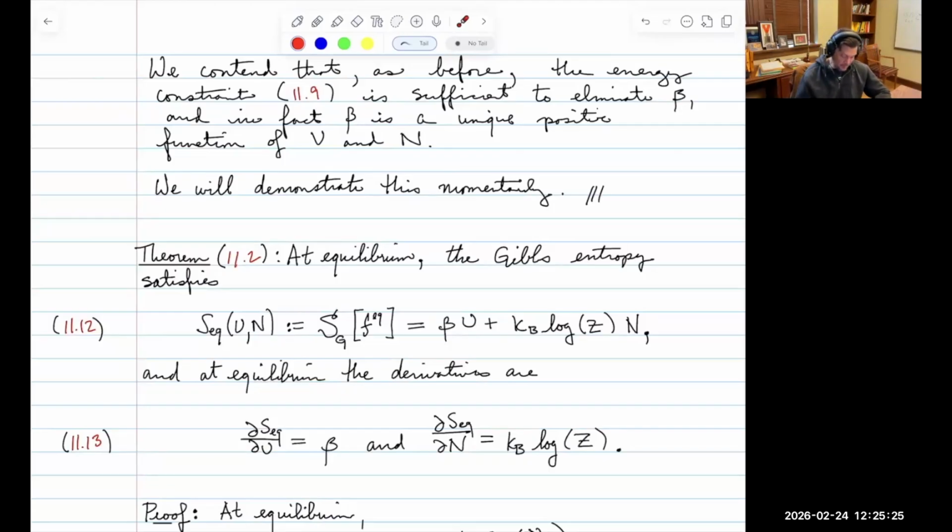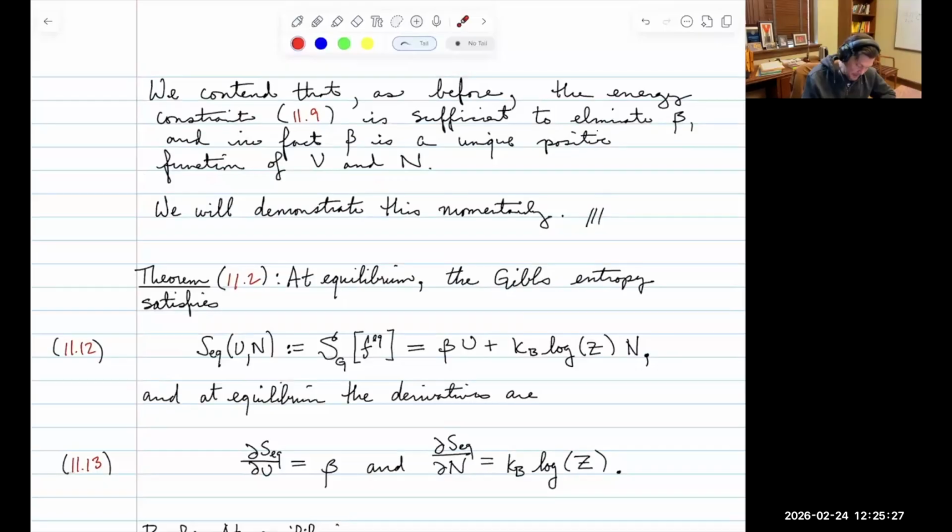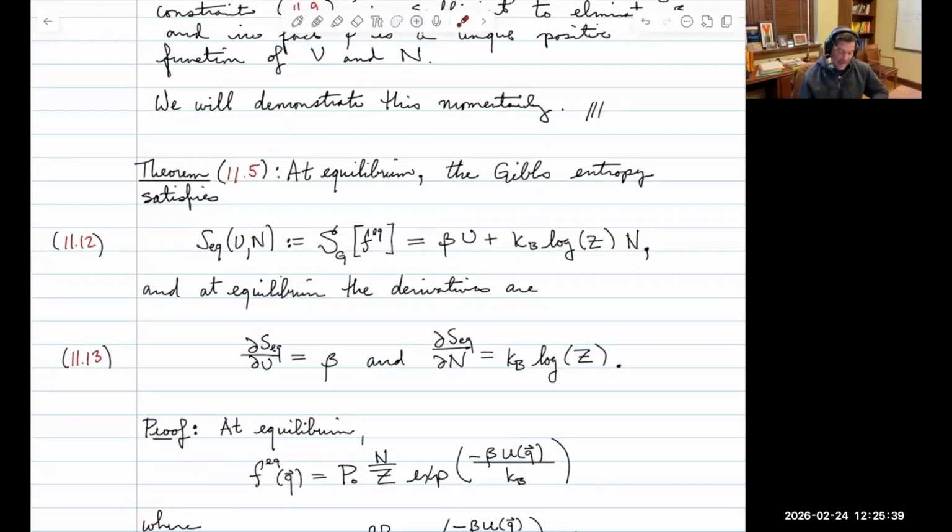All right, so this again, I'm off on my count here. This should be 11.5. Not sure how I got off on the count, but it happens. Theorem 11.5: at equilibrium, the Gibbs entropy satisfies this equation.